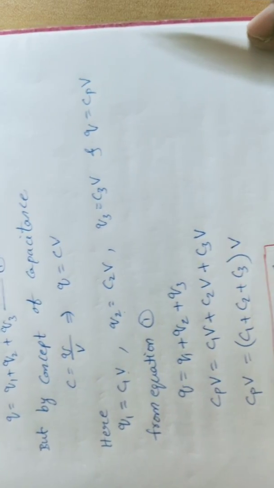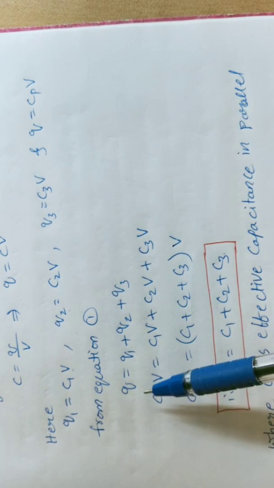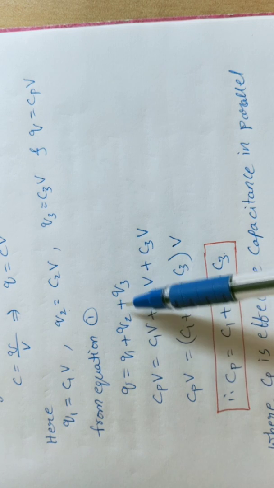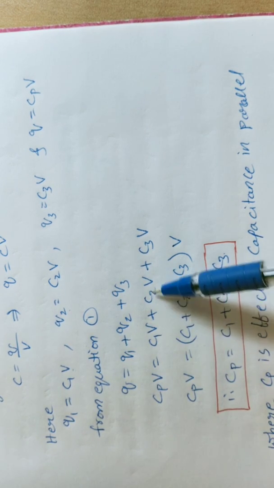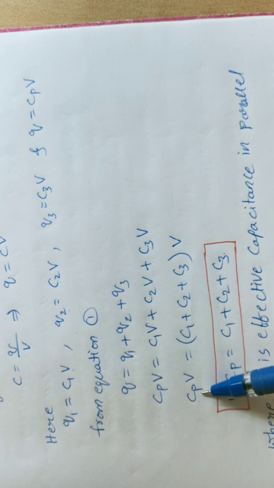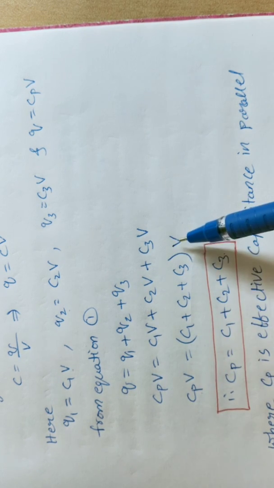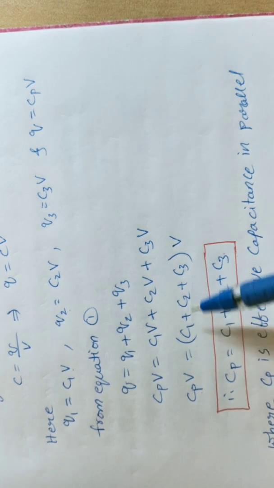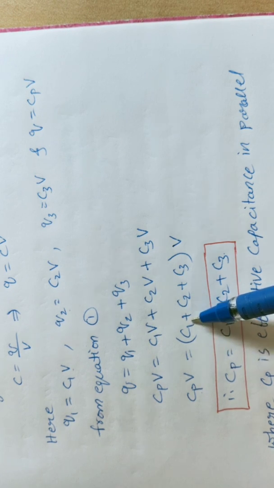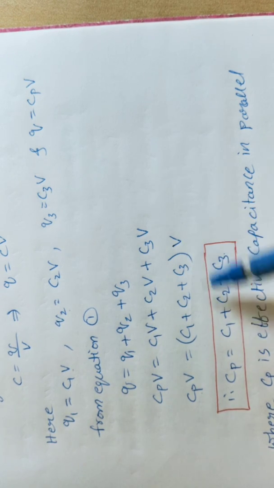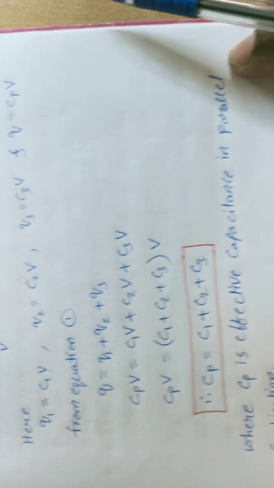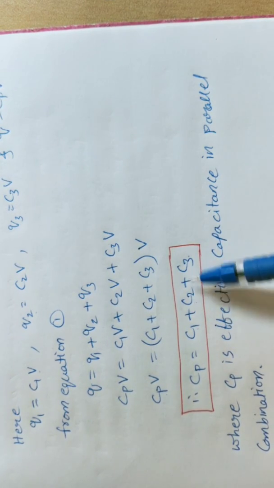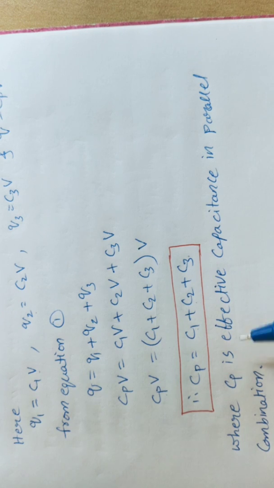So from equation 1 we have Q is equal to Q1 plus Q2 plus Q3. So CPV is equal to C1V plus C2V plus C3V. By taking the potential V common, we can write it as C1 plus C2 plus C3 into V. Here V and V cancel each other, therefore CP is equal to C1 plus C2 plus C3. Here CP is what we call the effective capacitance in parallel combination.